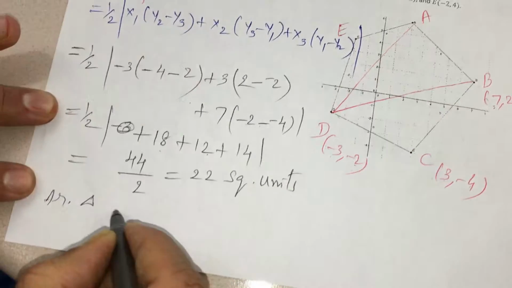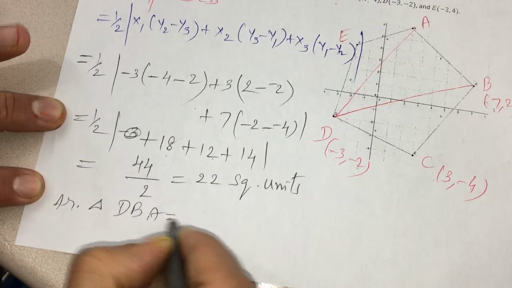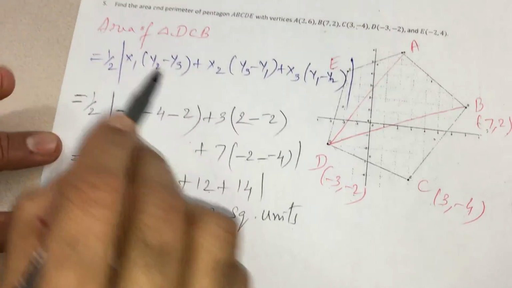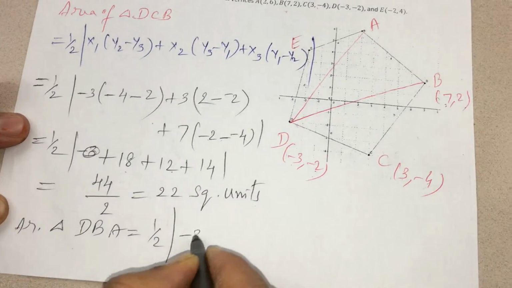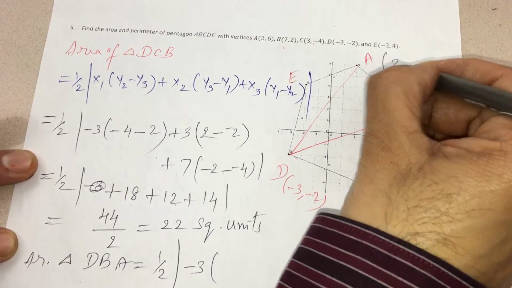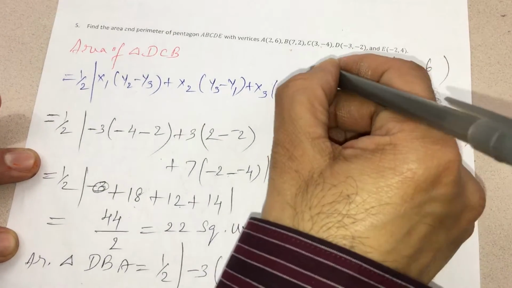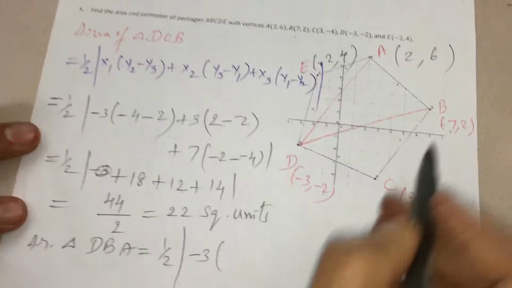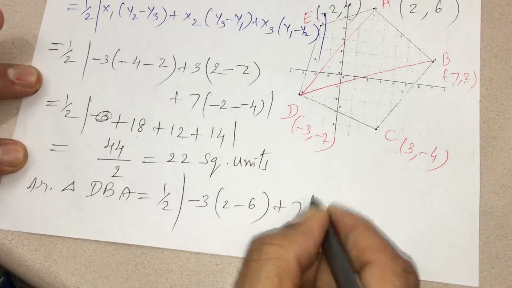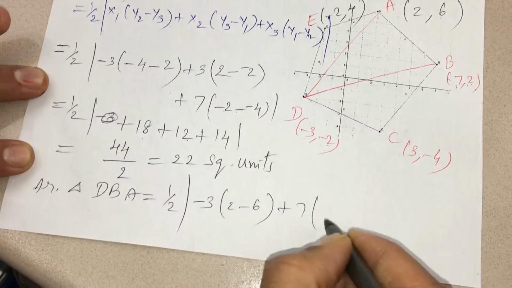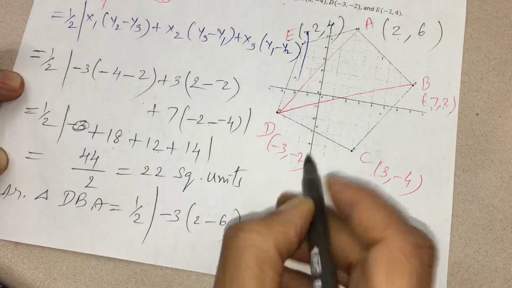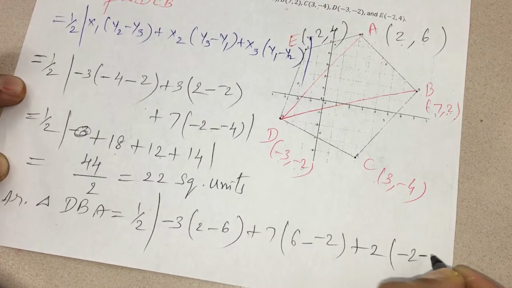triangle DBA, this time DBA, I am directly taking those coordinates. So half, I am substituting for this formula. So D, -3 times this 2 minus A. A coordinates are 2, 6, and E, -2, 4. So I am taking 2 minus 6, and then 7 times 6 minus 2, and then 2 times, that is x3, -2, take away 2.